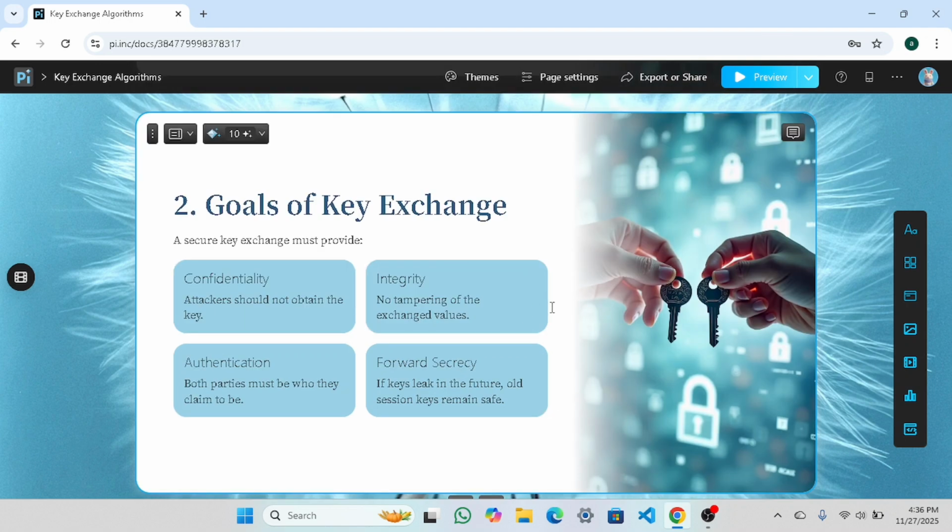Now, the main goals of key exchange. A secure key exchange must provide confidentiality, integrity, authentication, and forward secrecy. In simple words, confidentiality means attackers should not obtain the key. Integrity means no tampering of the exchanged values. Authentication means both parties must be who they claim to be. Forward secrecy means if keys leak in the future, old session keys remain safe. These are the main goals of key exchange.